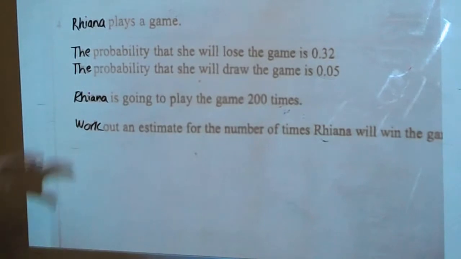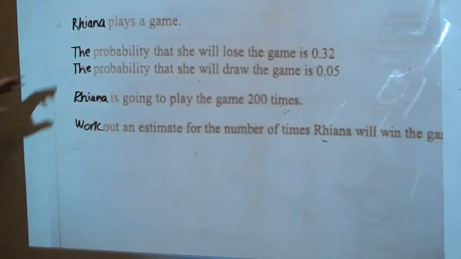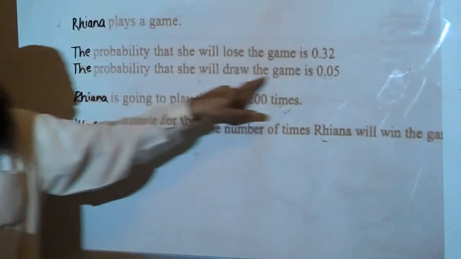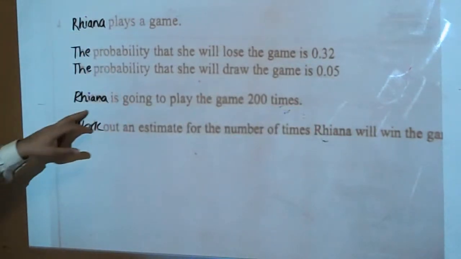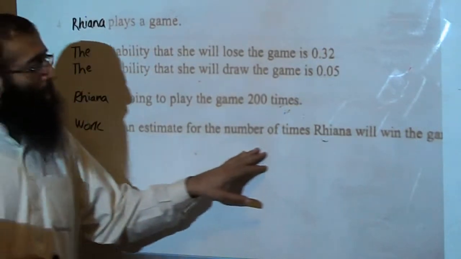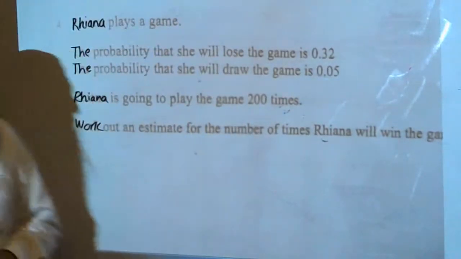Right. So Rihanna plays a game. The probability that she will lose the game is 0.32. The probability that she will draw the game is 0.05. Rihanna is going to play the game 200 times. Work out the estimate for the number of times Rihanna will win the game.